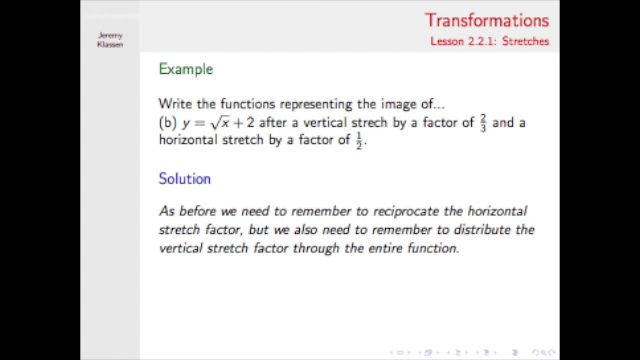As before, we need to remember to reciprocate the horizontal stretch factor. So that's the issue with horizontal stretches. But we also need to remember to distribute the vertical stretch factor through the entire function. And that is the issue for the vertical stretch.